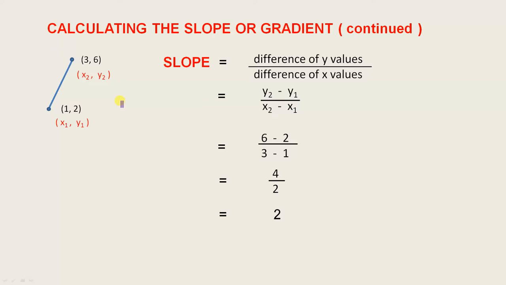So calculating the slope or gradient continued. If we look at the interval that we had initially, we saw that the slope is the difference of the y values over the difference of the x values. y2 minus y1 is 6 minus 2. x2 minus x1 is 3 minus 1. That's what we have here, which is 4 over 2, which is 2. So the slope or gradient of this interval is 2.